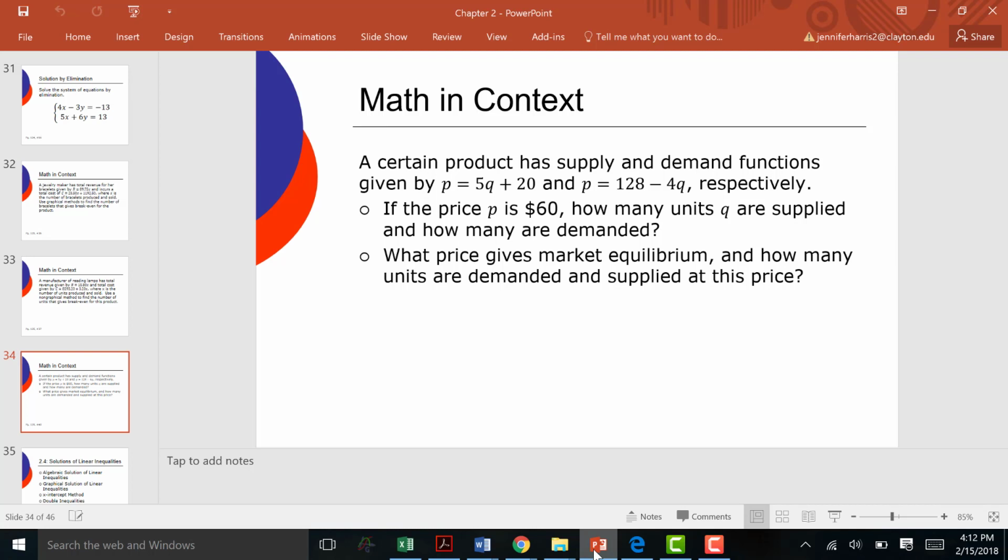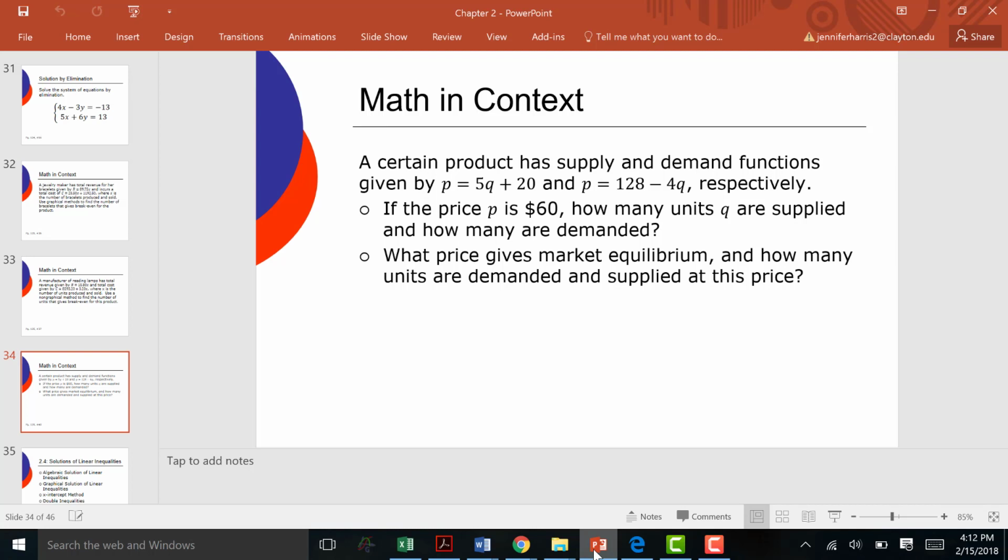How do you know that? The word respectively. It tells you just to label them in order. So the first equation, P equals 5Q plus 20, is your supply equation. And P equals 128 minus 4Q is your demand equation. You okay? We're okay with that so far?